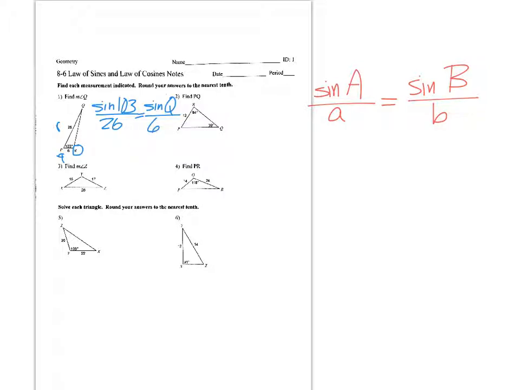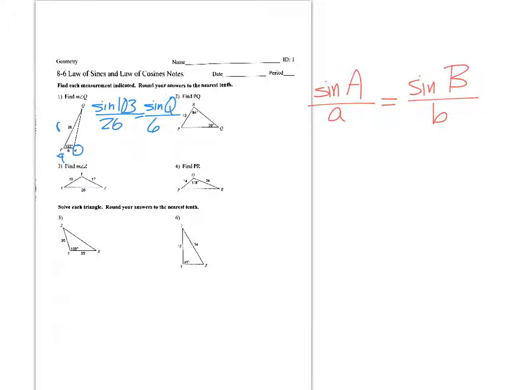Now, one thing I should note here, and we've learned this before: the smaller the side, the smaller this angle. So Q should be a small angle. This side was 26, its angle was 103. So if this side's 6, this angle should be smaller. Okay, so how do we do this?